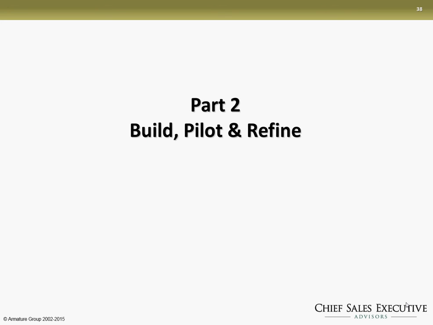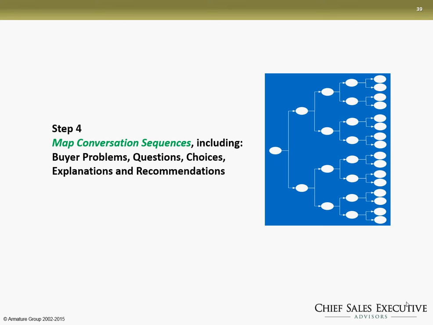Now let's look at part 2, building, piloting, and refining the TheNaviGuide. The first step here, or step 4 in the process, is to map the sequences of conversations that go on during a sales call around your buyer's problems, the questions we need to ask them, the options of answers they would provide to your salespeople, and then down through the explanations and demonstrations you would give to the buyer, all the way through the recommendations at the back of the sales call that you would give after demoing your offerings. This is the most critical step of deploying the TheNaviGuide.